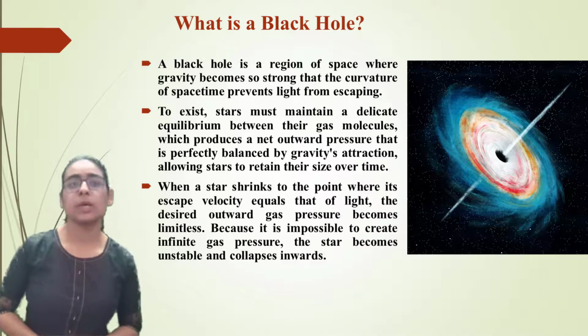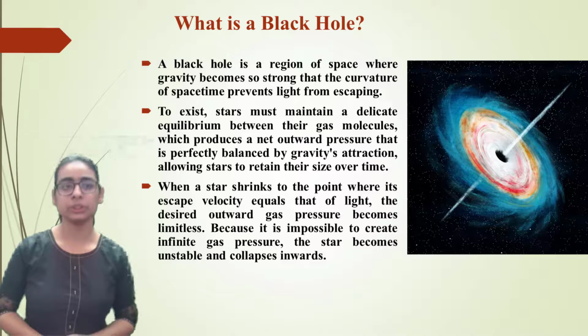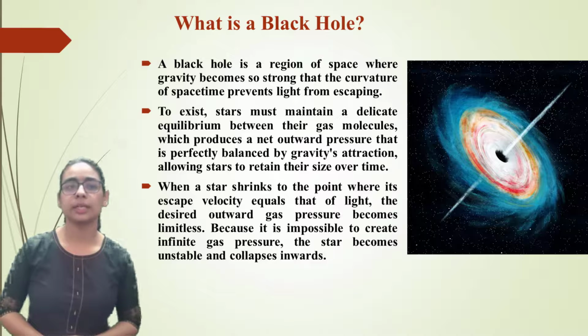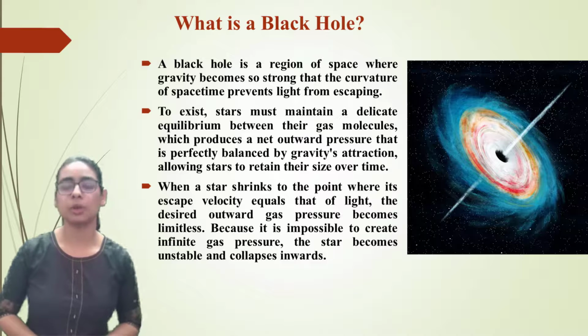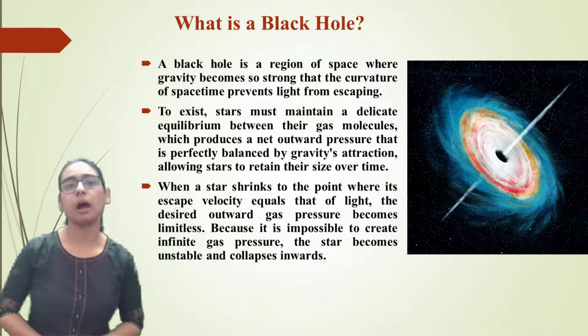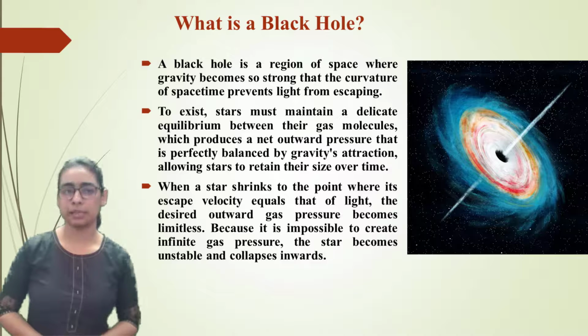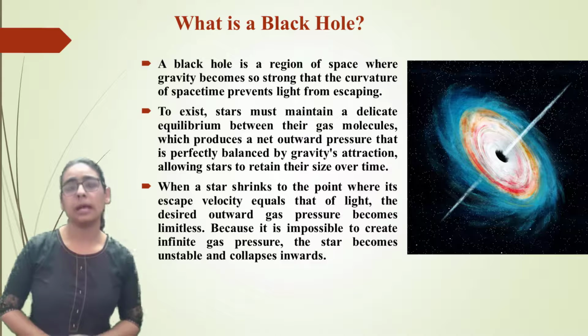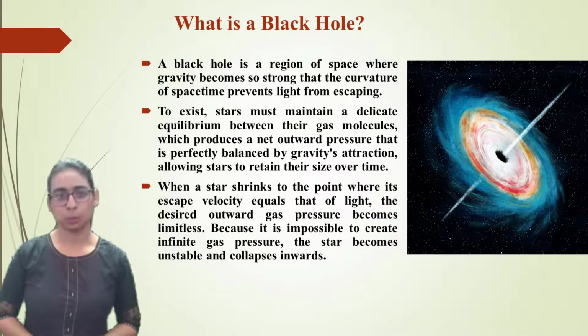from escaping. To exist, stars must maintain a delicate equilibrium between their gas molecules, which produces a net outward pressure that is perfectly balanced by gravity's attraction, allowing the stars to retain their size over time. When a star shrinks to the point where its escape velocity equals that of light, the desired outward gas pressure becomes limitless. Because it is impossible to create infinite gas pressure, the star becomes unstable and collapses inwards. A black hole is what remains after a star is inadequate to overcome gravity and collapses inwards.